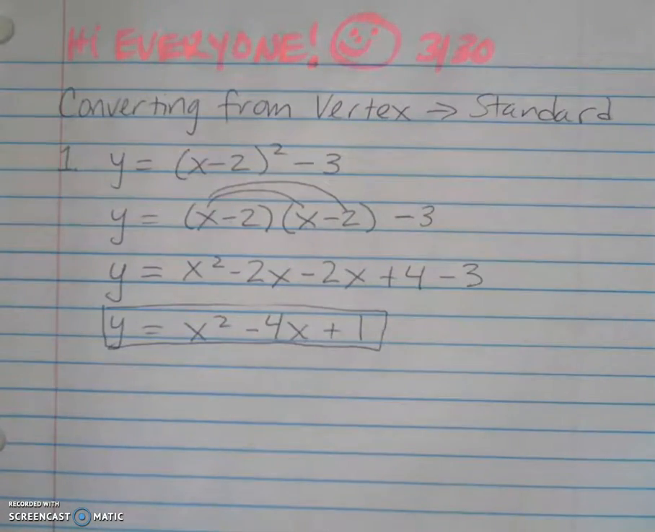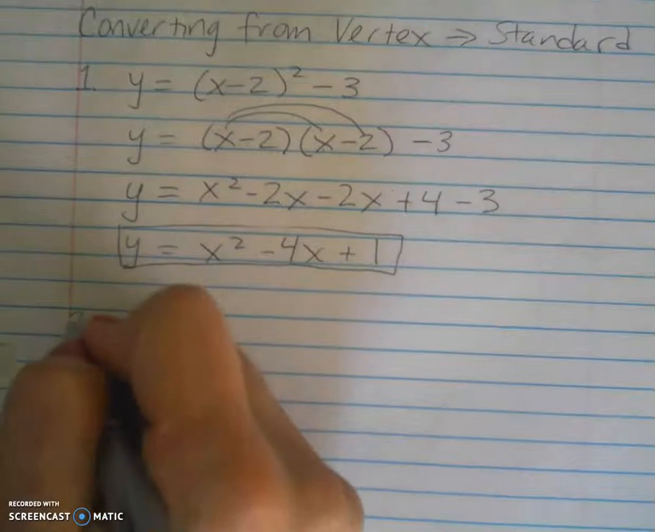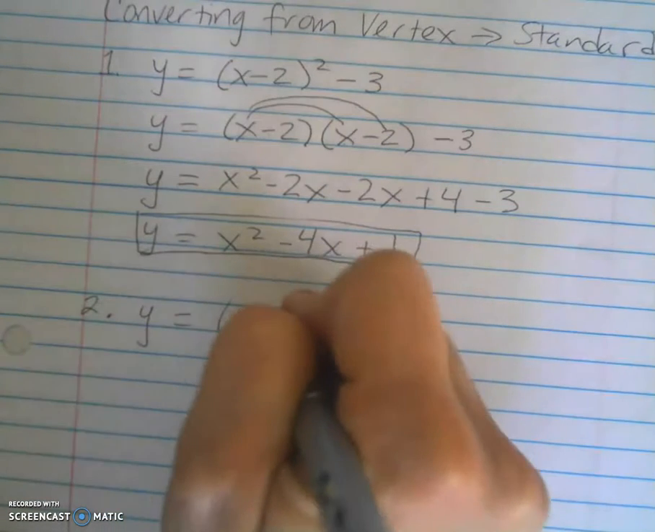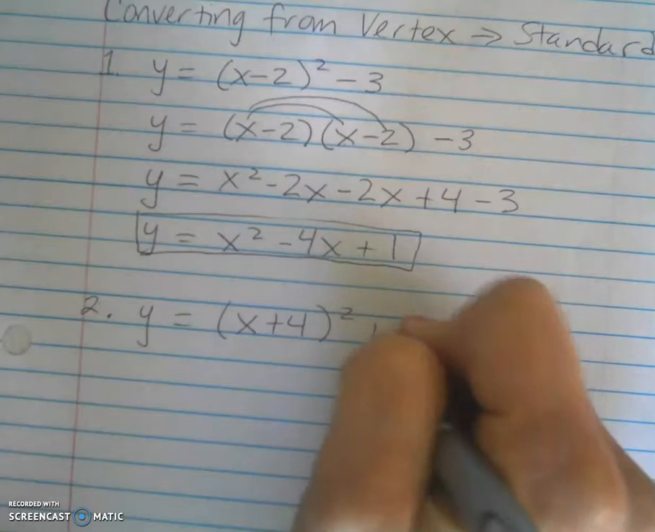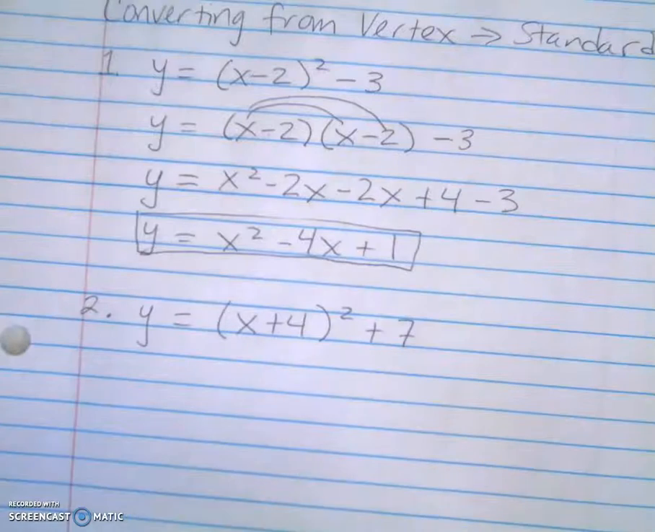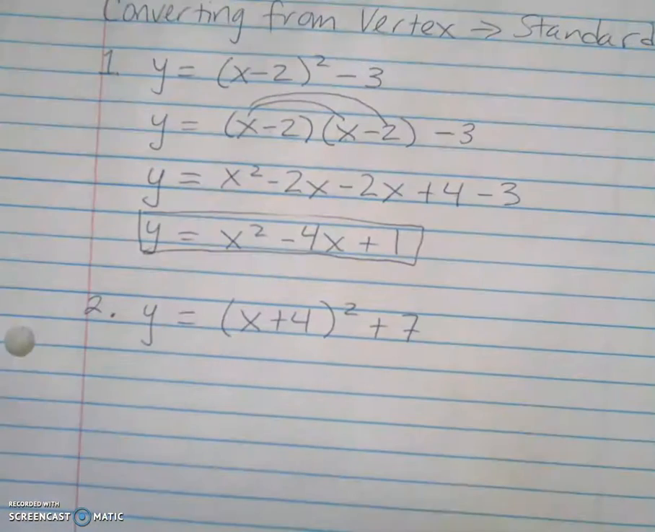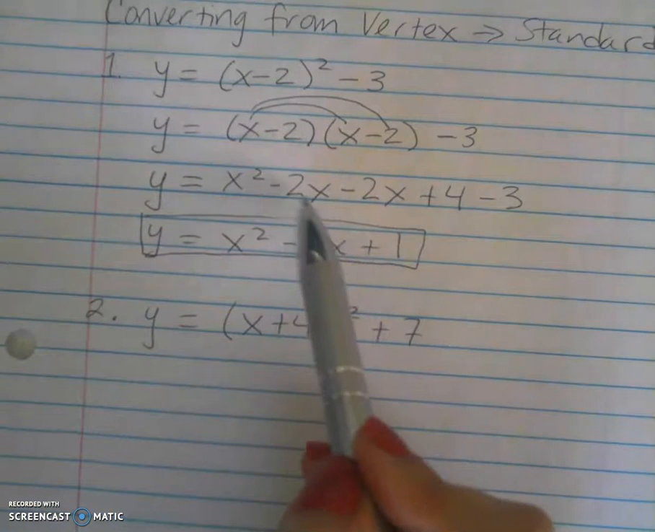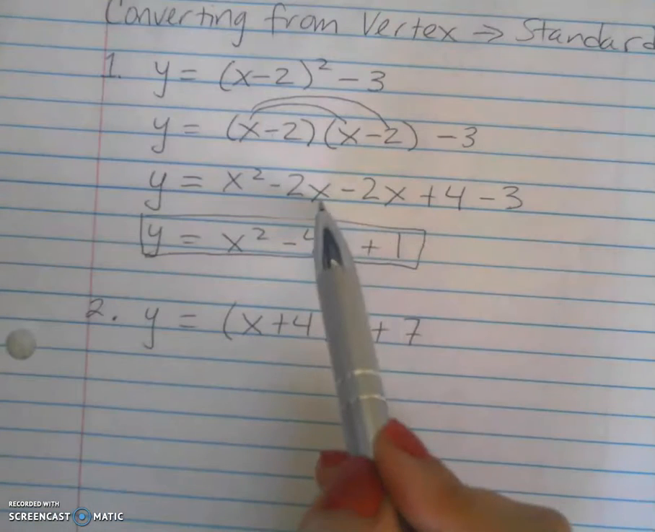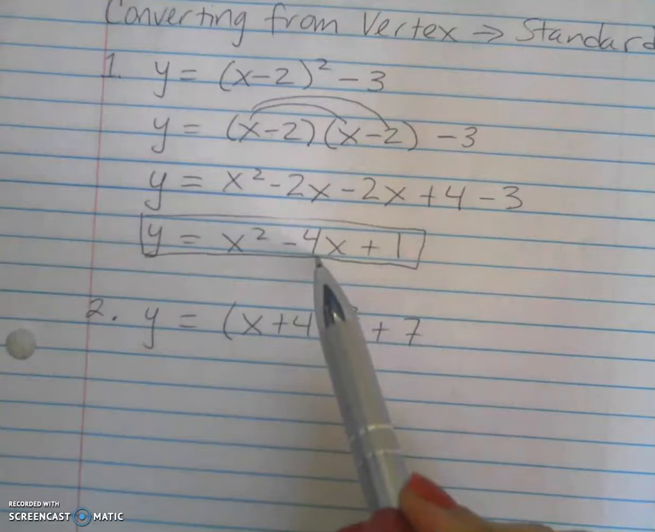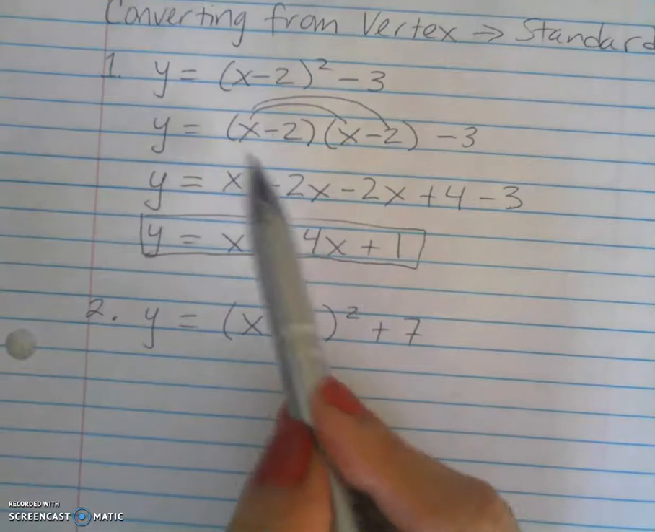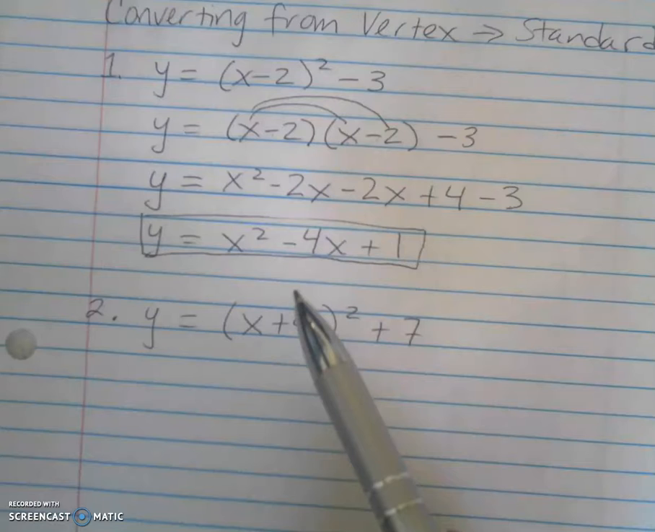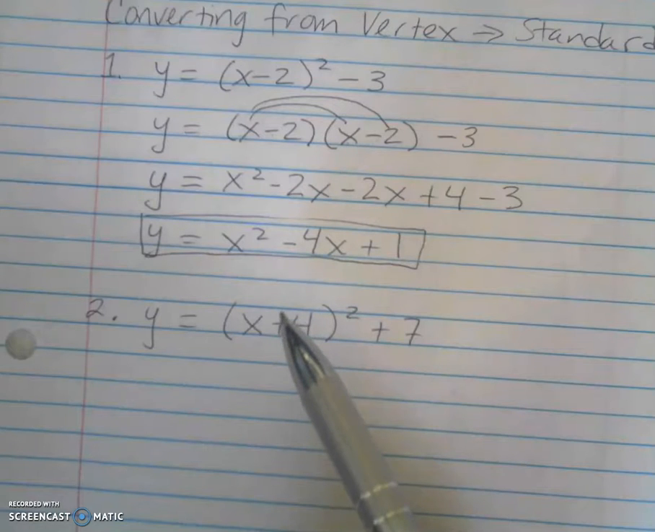Okay, let's try another one, number 2. y equals (x plus 4) squared plus 7. Now, before we continue, I want you to notice that we have negative 2x and negative 2x repeating. So instead of doing the step where you multiply everything out, you can just use that little trick.